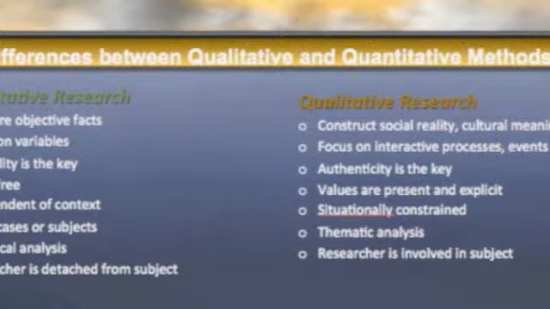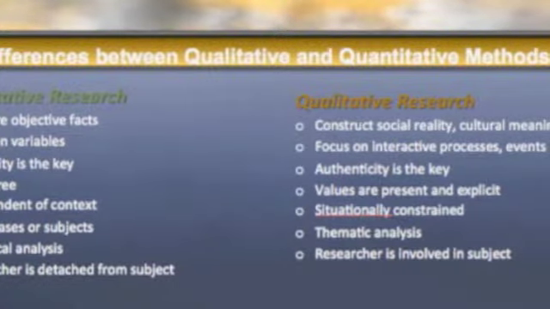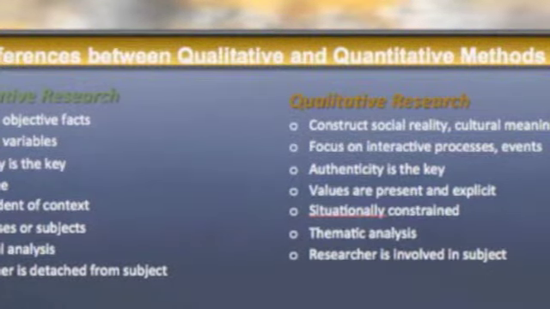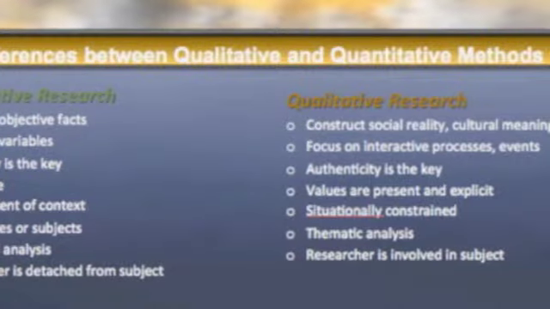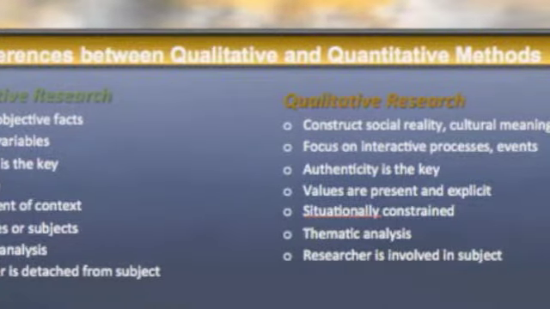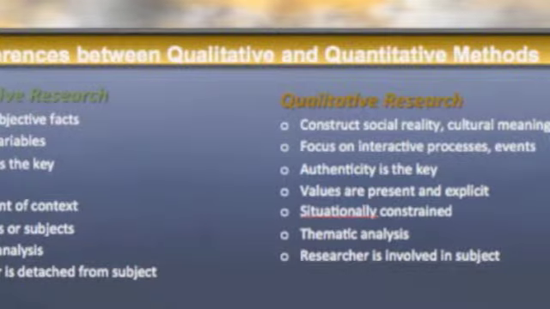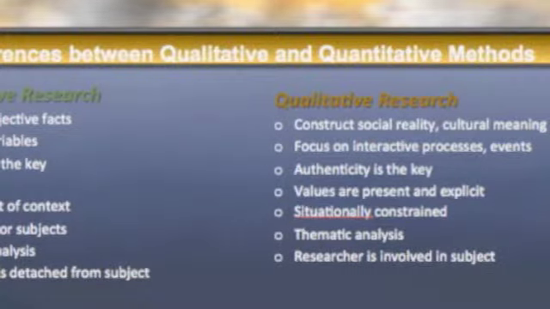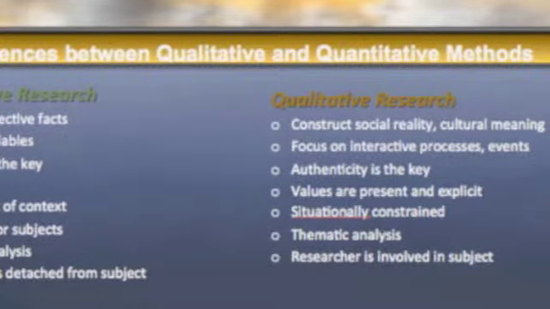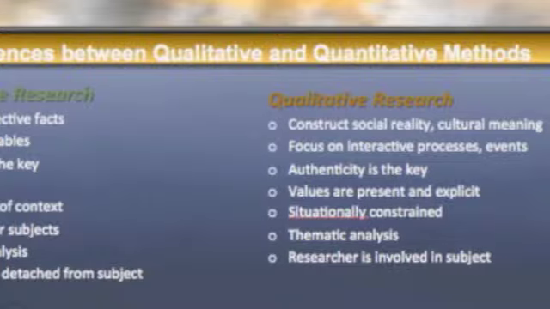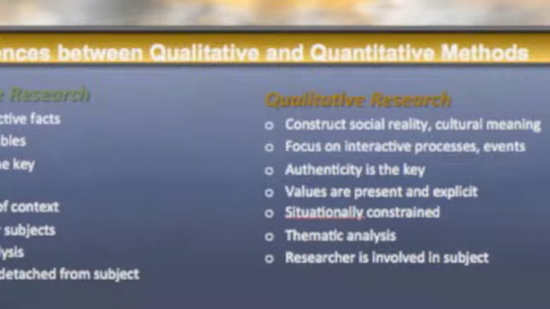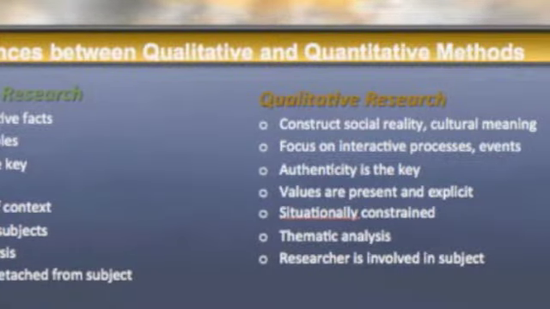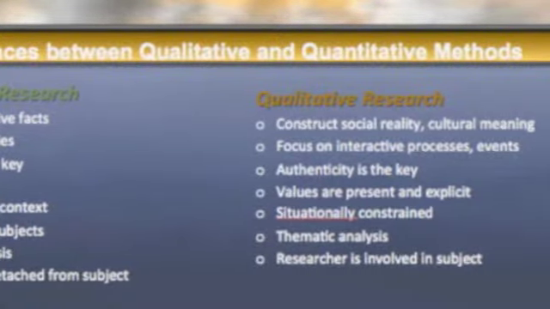And the researcher is detached from the actual research and subject, whereas in qualitative, we're looking at reality and cultural meanings and interactive processes, and it's very authentic. Real values are present and explicit. It is very situationally constrained to that time and place. We look for those themes, and the researcher is involved with the participants or subjects. They have to be careful that they do not inject their own bias, but there is a relationship between the researcher and participants, just in the interactions that they will have.